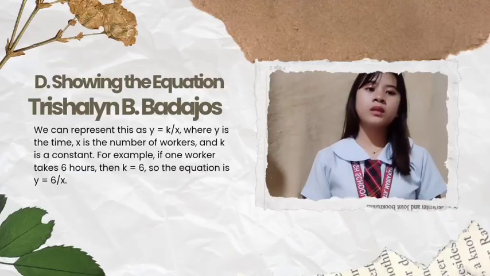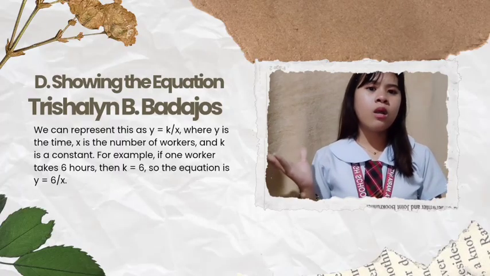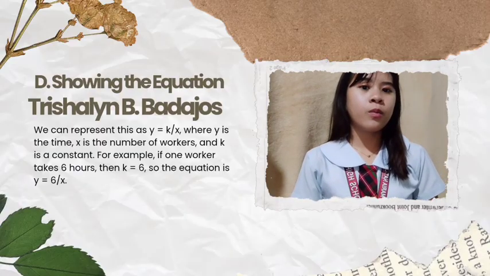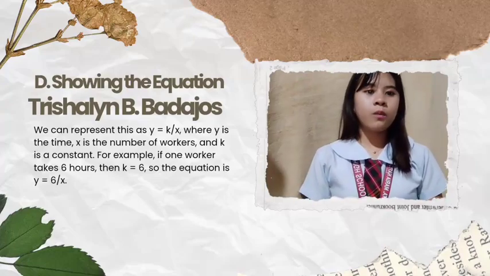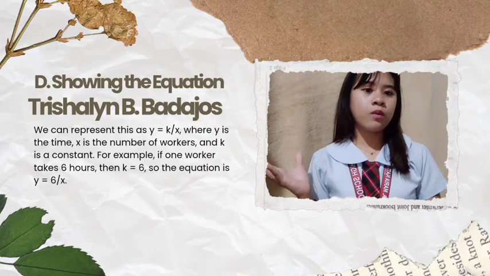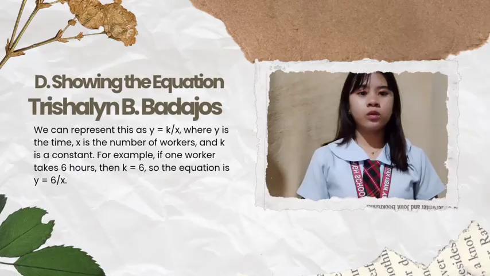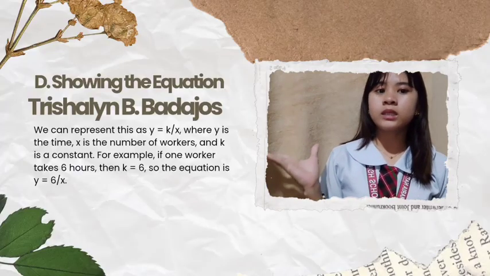We can represent this as y equals kx, where y is the time, x is the number of workers, and k is a constant. For example, if one worker takes 6 hours, then k equals 6. So the equation is y equals 6x.